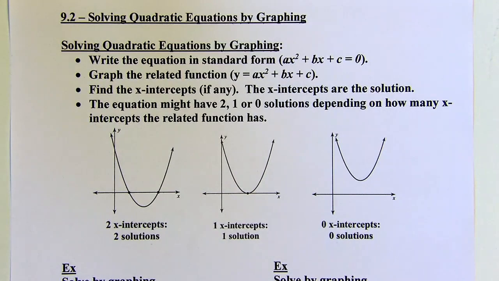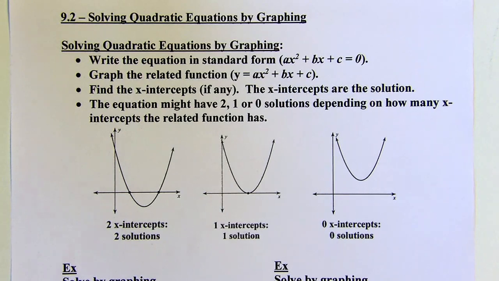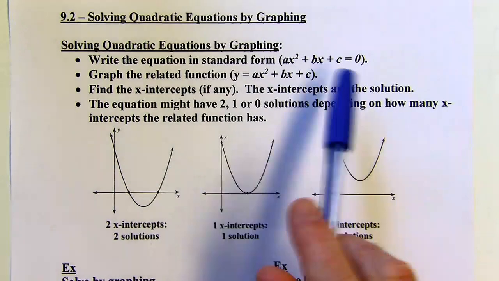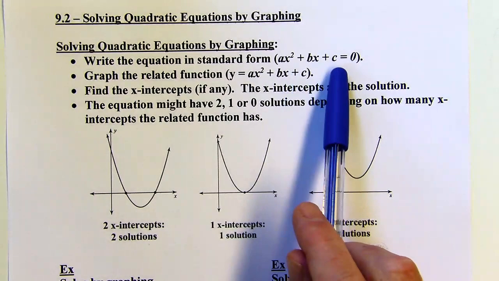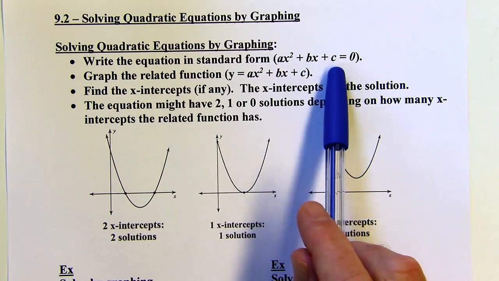9.2, solving quadratic equations by graphing. Okay, so when we're solving a quadratic equation by graphing, a quadratic equation might look something like this, where a, b, and c are numbers.